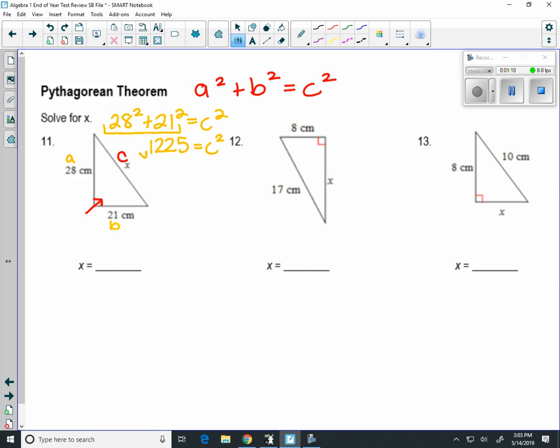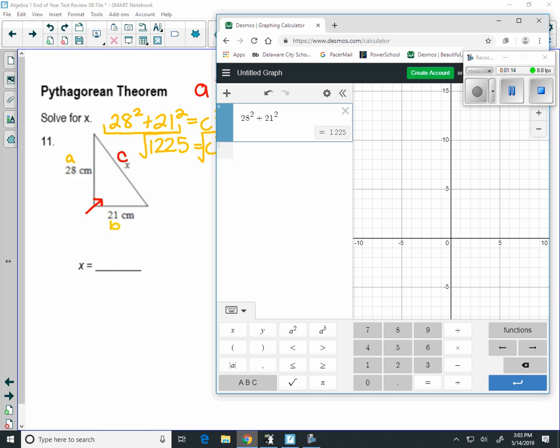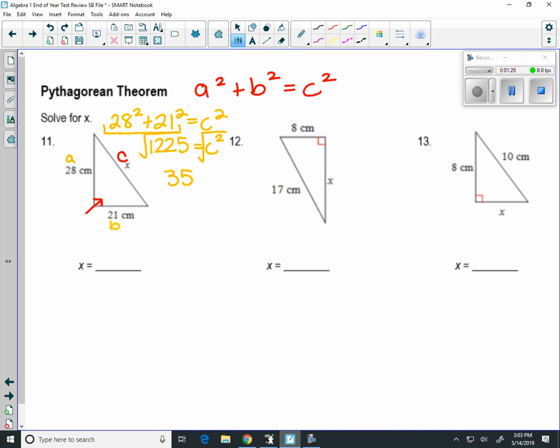And in order to find c, we need to take the square root of both sides. So I'm going to go ahead down to a new line. Remember, square root is right next to that ABC button. C is 35 centimeters, because that whole triangle is in centimeters.